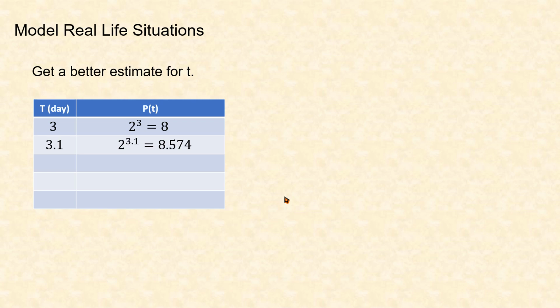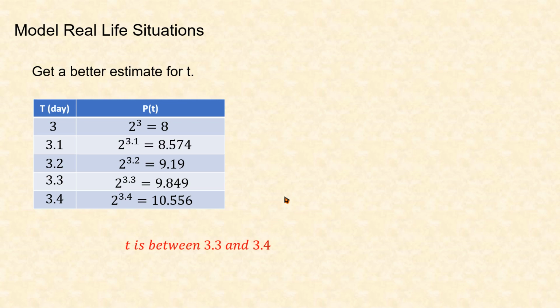Without the calculator, I can't do this. You've got to use the calculator. And that's not close enough, right? I've got to go up to 3.2. So 2 raised to the 3.2, I got 9.19. Getting closer. I want 10 though. So 3.3. There you go. 2 raised to the 3.3 is 9.849. Getting real close, right? But 3.4 might be better. Let's do that. It comes out to be 10.556. Too much. So now I know it's in between 3.3 and 3.4.